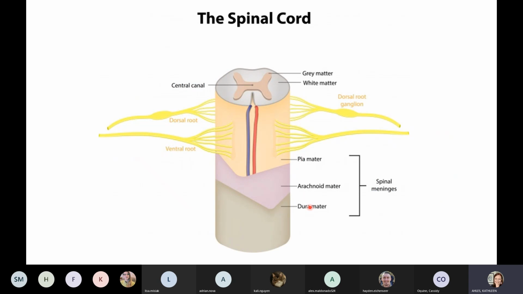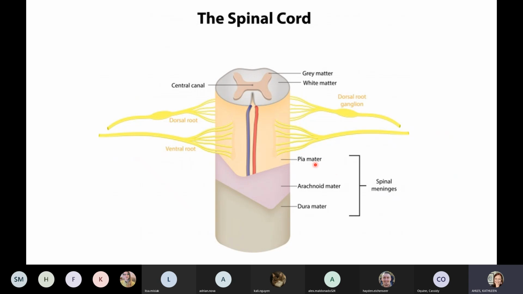When we're talking about the spinal cord, just like when we talked about the brain, we have connective tissue membranes that are wrapping around the spinal cord to keep it safe. The names of these membranes should look very familiar to you because they are exactly the same as they were with the brain. And they're actually literally connected to these layers that we see around the brain as well.